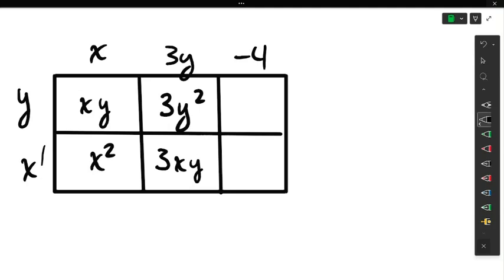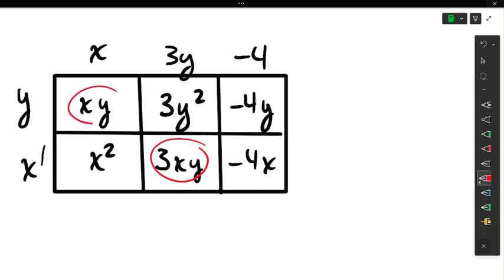And then in the upper row in the last column, I've got a negative 4y, and below that, I've got a negative 4 times x. So not a lot of these are like terms. However, there are two that are like terms. These are both xy's, right? Or yx's. And because they're the same, I can combine those.